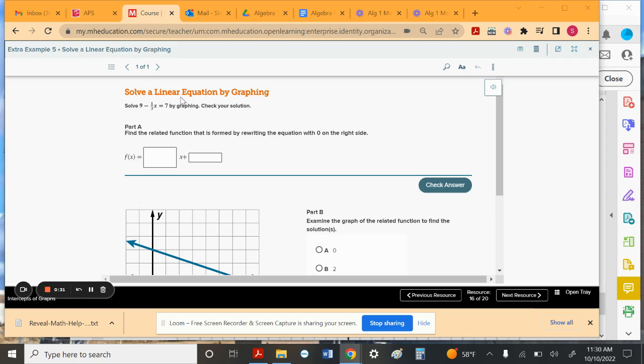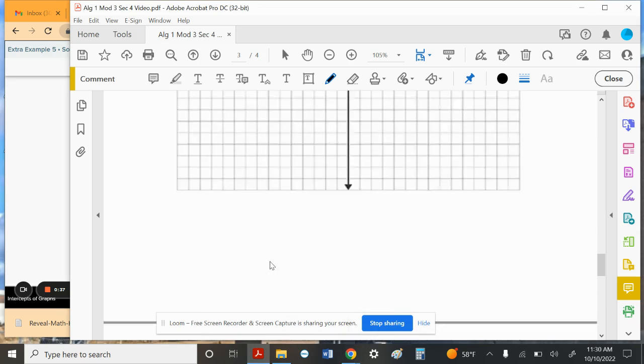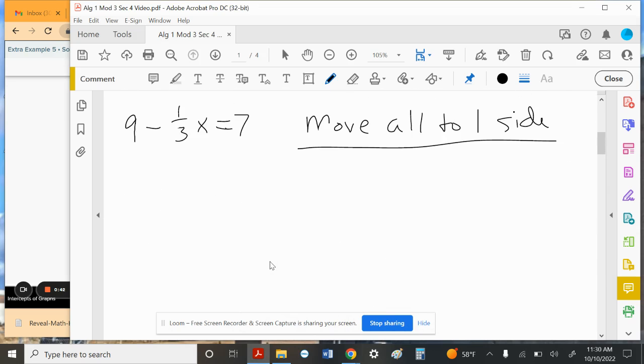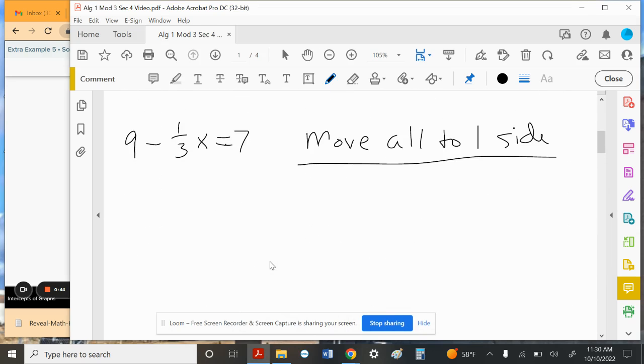Here is an equation that we have. Whenever we have an equation, we want to move everything to one side. Before we do that, we're going to try to make this easier. To make this easier, I'm going to multiply by a common denominator. So I'm going to look at all the denominators here.